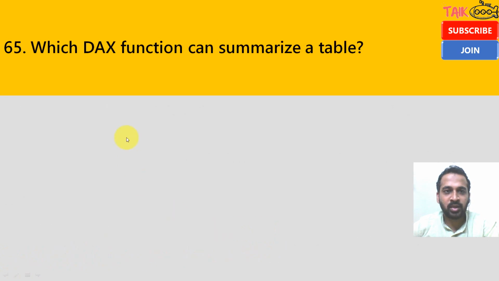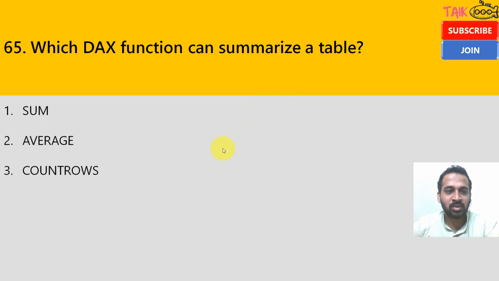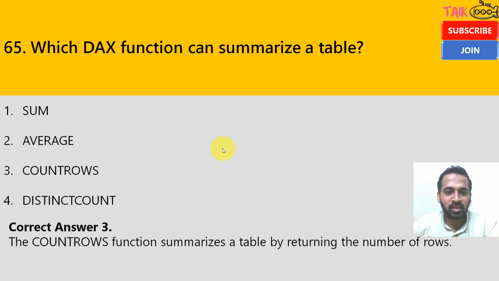The next is 65. Which DAX function can summarize a table? This is tricky. Sum, average, count rows, or distinct count. What do you guess? The correct answer is count rows. The count rows function summarizes a table by returning the number of rows, not just the sum or average or distinct count.